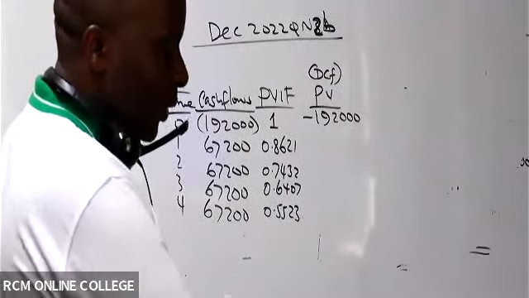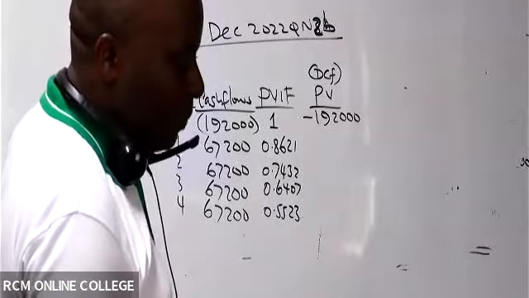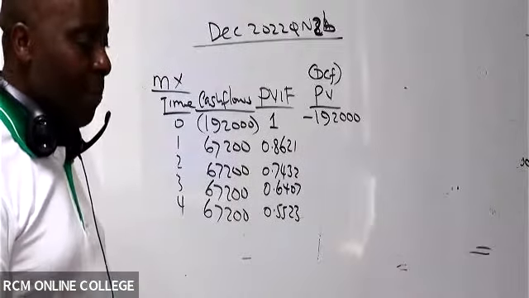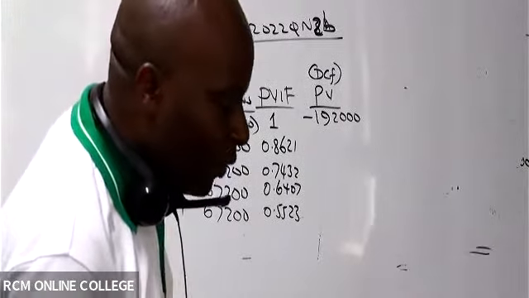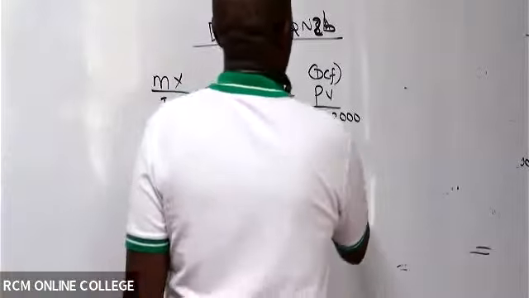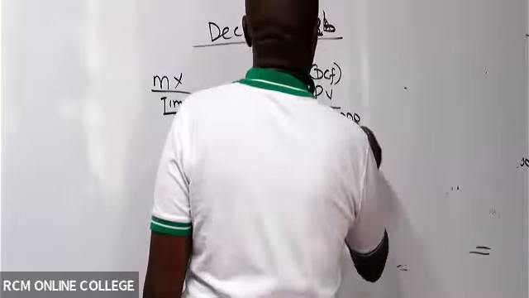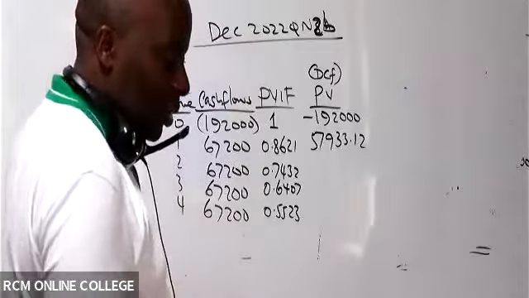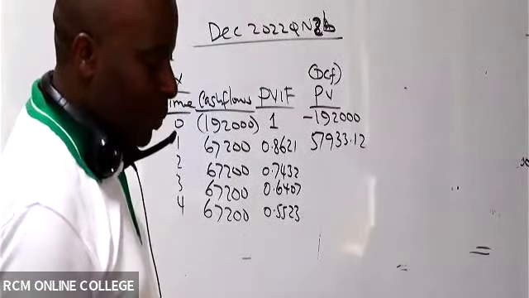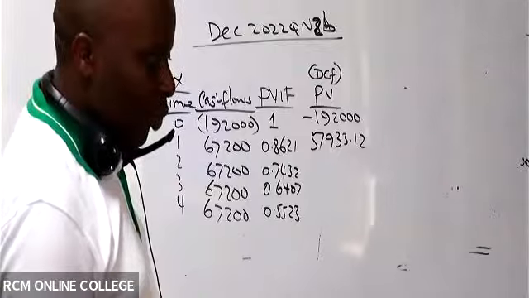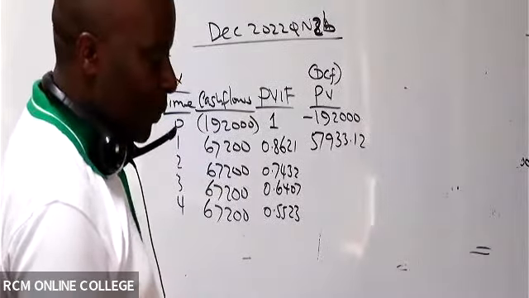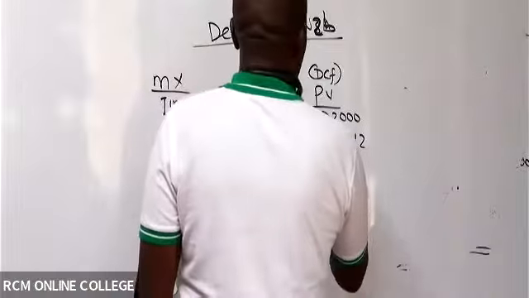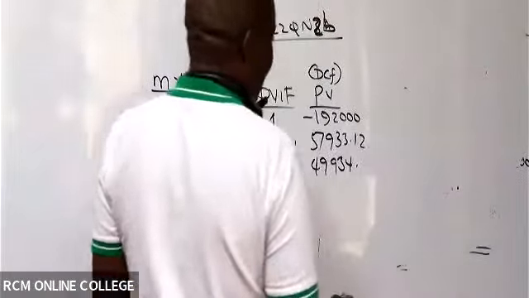You have to give me many decimal places for accuracy because there is something I would want us to try. I'm happy because now at least 77 is a good number. So we have 57,933.12. Then we have this 67,200 times this. Remember, it's the entire life cycle. 67,200 times 0.7432 gives 49,934.49.